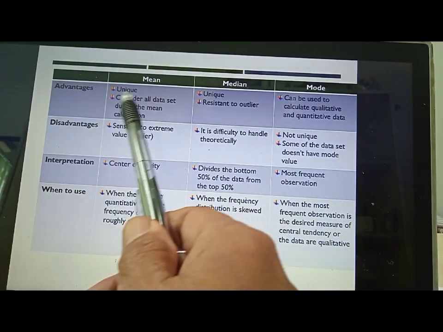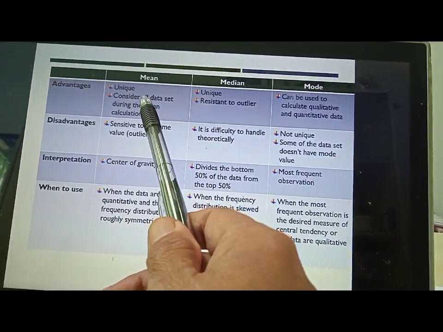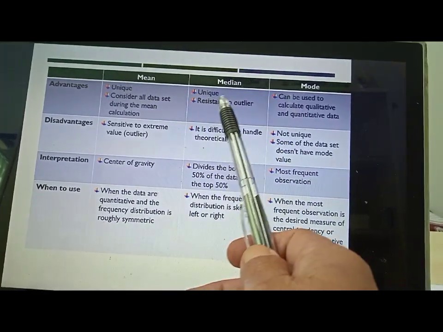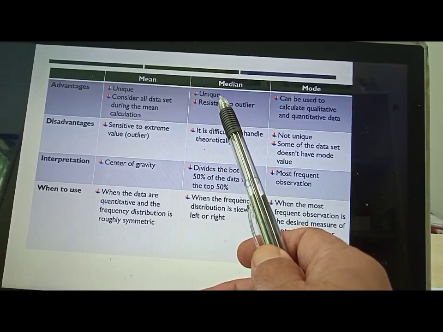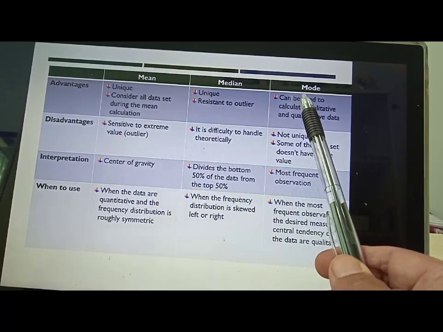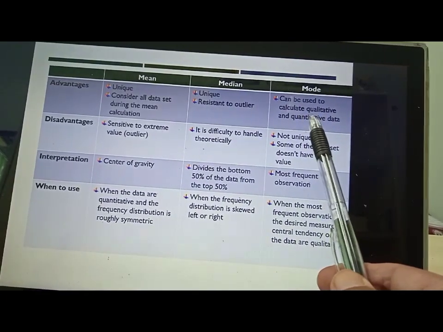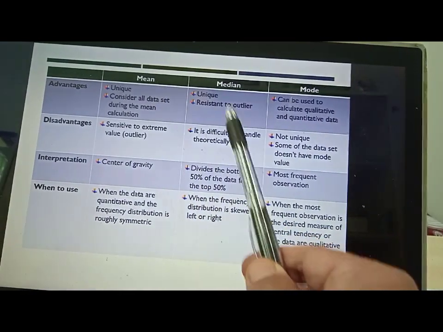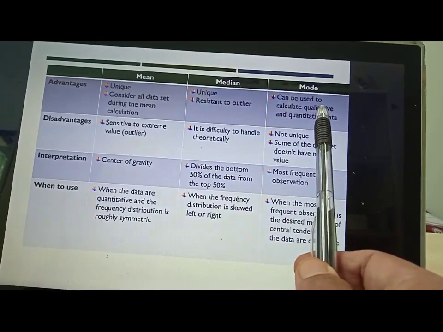The advantage of mean is that it is unique. You consider the whole data set during the mean calculation. And median also has the advantage that it is unique and it is resistant to outliers. And for mode, it can be used for both qualitative and quantitative data. So these are the advantages of each parameter.